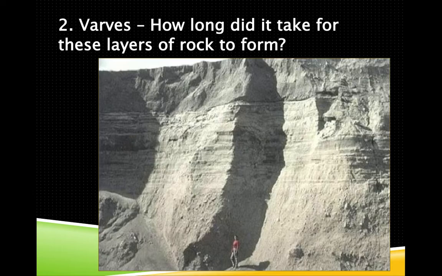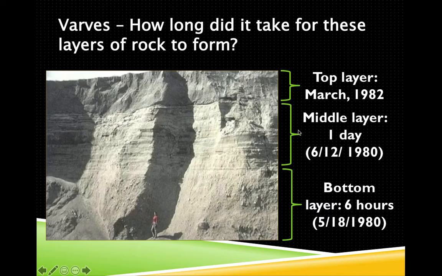All right, you've had a chance to do that. Let's take a look at these. All right, the bottom layer was formed in 6 hours, believe it or not, from here to here. Only 6 hours. And that was on May 18th of 1980. The middle layer, all this was formed in basically 24 hours, June 12th of 1980. And then the top layer up here took about a month to form, and that was in March of 1982.